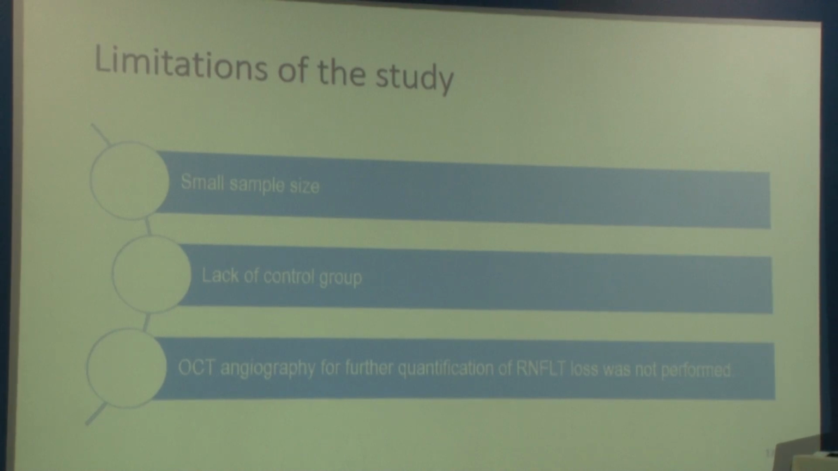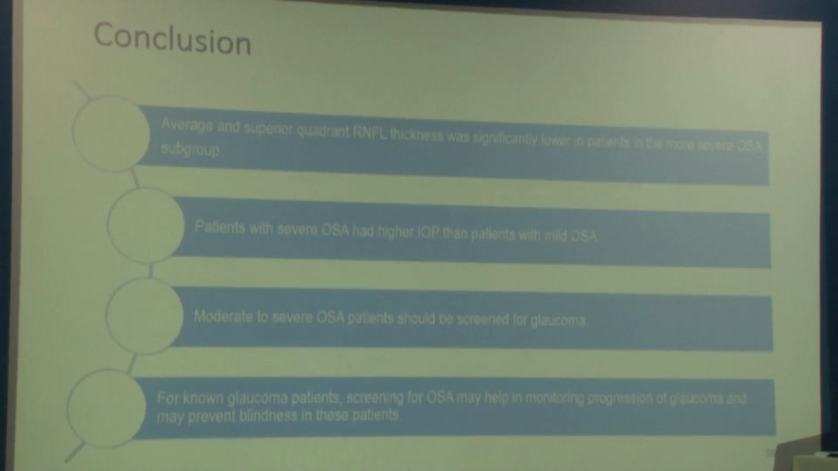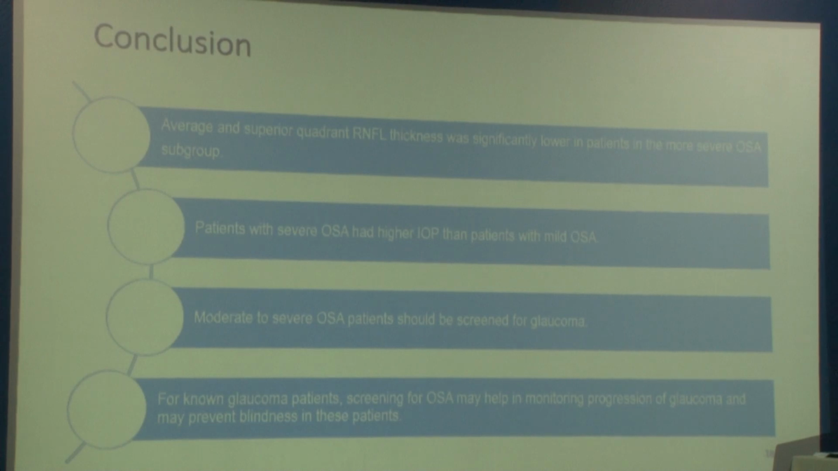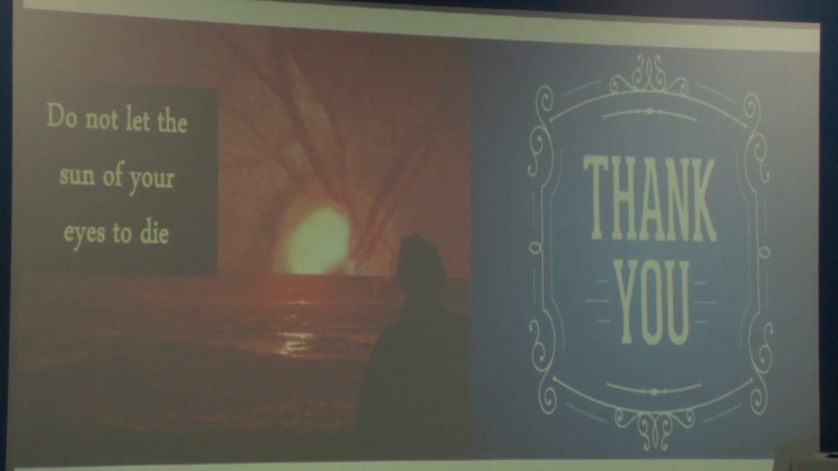The limitations of the study were a small sample size, lack of a control group, and we did not do OCT angiography. So in conclusion, the average and superior quadrant RNFL thickness was significantly lower in patients in the more severe OSA group. Patients with severe OSA had higher IOP as compared to the mild OSA group. So moderate to severe OSA patients should be screened for glaucoma. And for known glaucoma patients, screening for OSA may help in monitoring the progression of glaucoma and may prevent blindness in these patients. Thank you for a patient hearing.